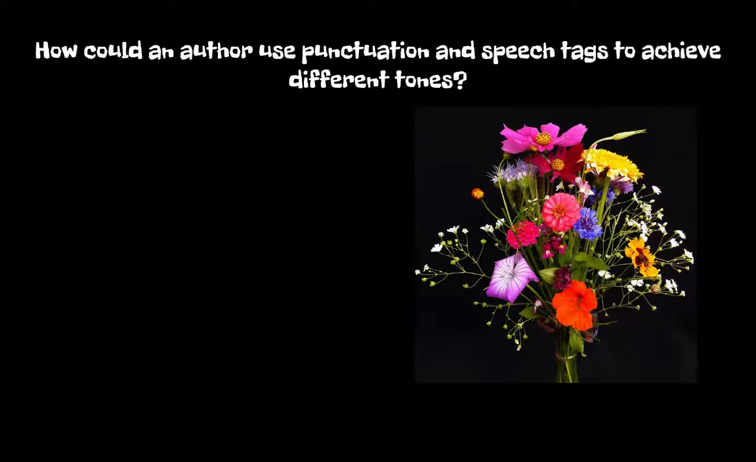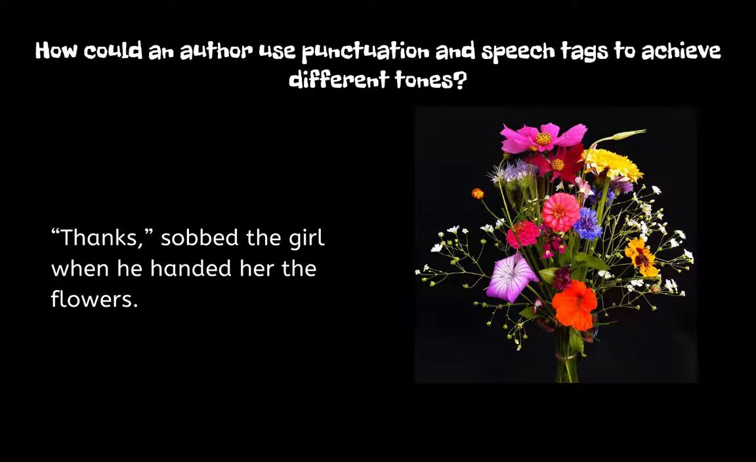And let's look at one more example. Thanks, sobbed the girl when he handed her the flowers. This is very different from the last two and creates a tone of sadness instead of excitement or indifference. As you can see, authors can use words, punctuation, and speech tags to achieve different tones about the same topic.